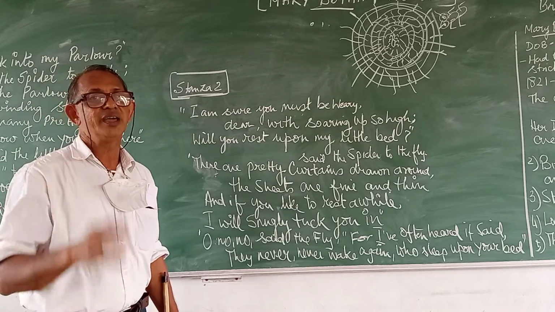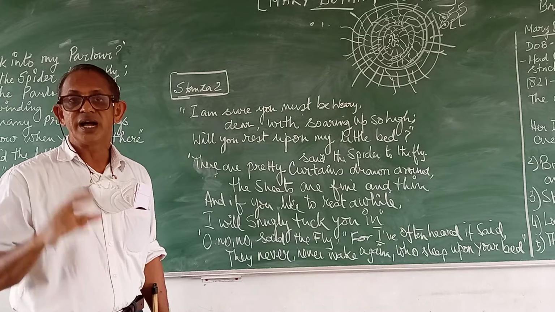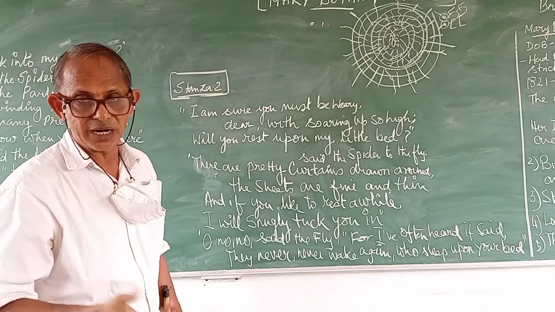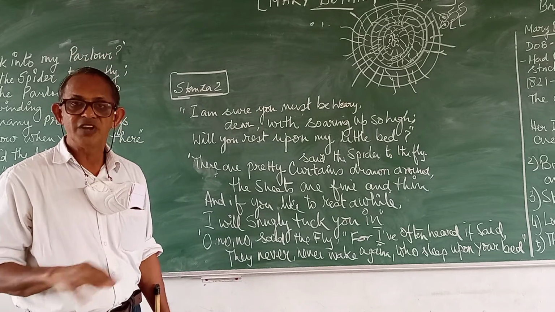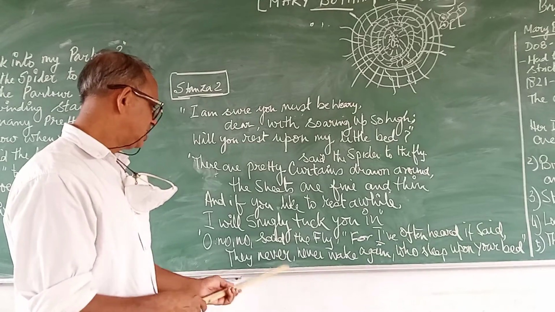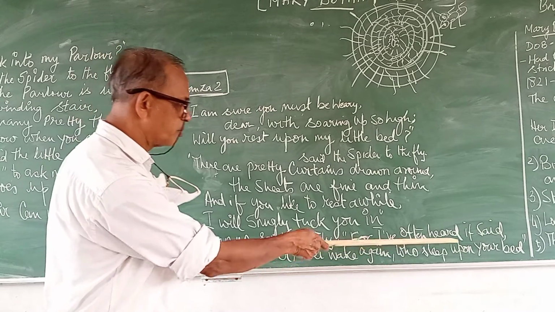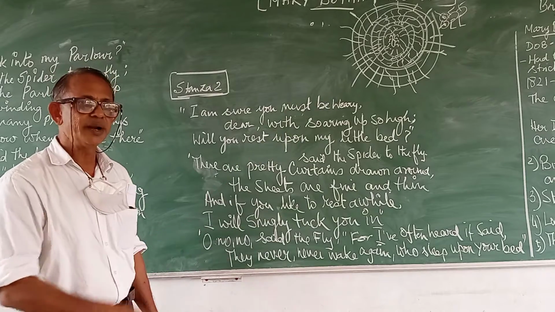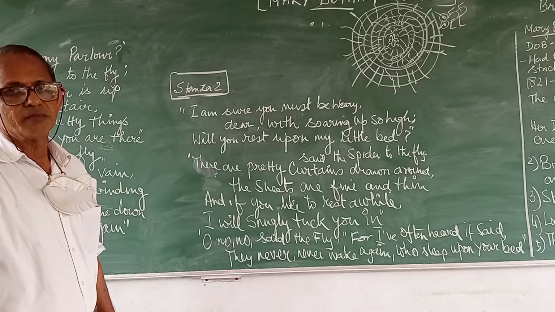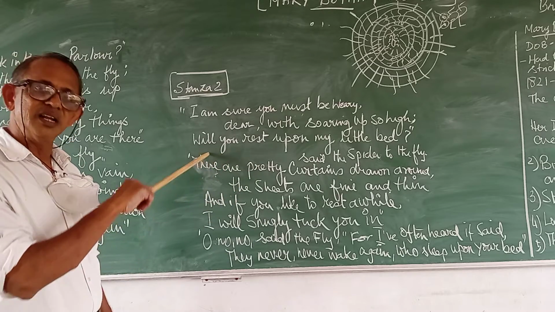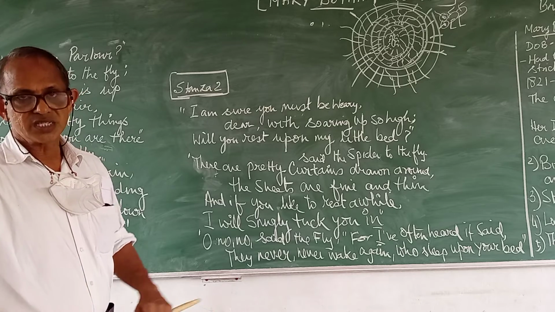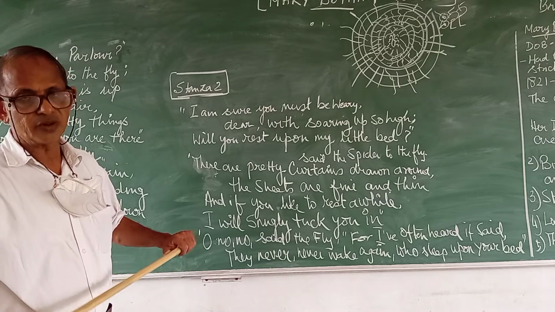Now the fly very cautiously says that one who gets caught up in the bed of the spider will never wake up. Will never wake up means what? Will never come out alive, will die. So they never, never wake up again who sleep upon your bed. So children, I hope these two sentences are very, very simple, but the lessons that we learn from these stanzas are very, very valuable. And what is the lesson that we can learn from this poem?